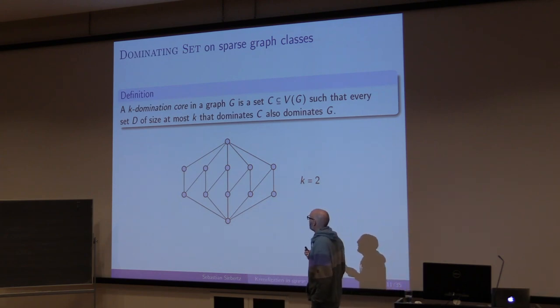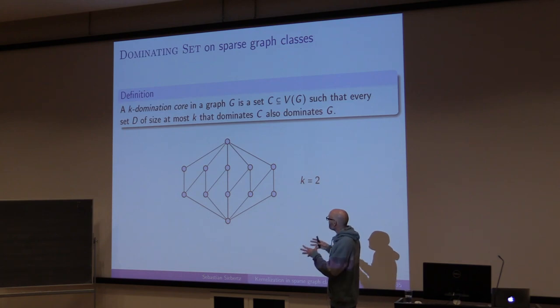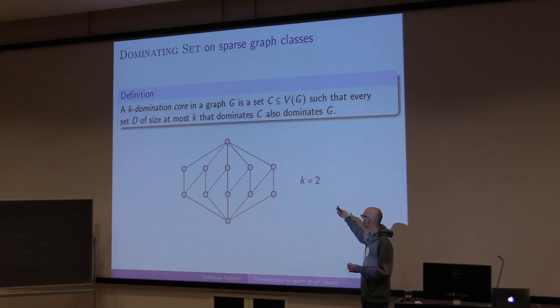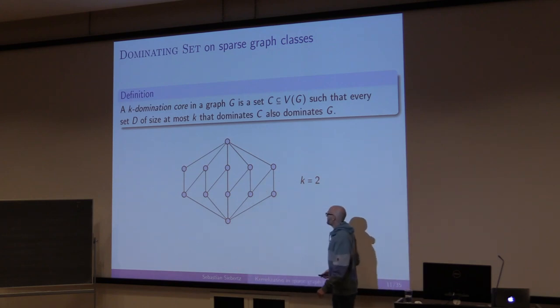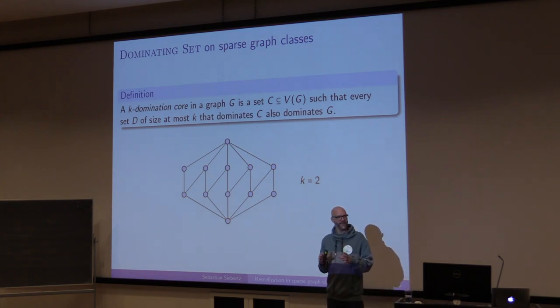So a k-domination core in a graph is a set of vertices so that every set of size k, our parameter size, which dominates this core, dominates already the whole graph. Yeah, so look at this graph for a second. k is equal to 2. We have a dominating set of size 2. These two vertices here dominate everything. Now, which set would you pick and say, if you dominate this set already, then you dominate the whole graph?